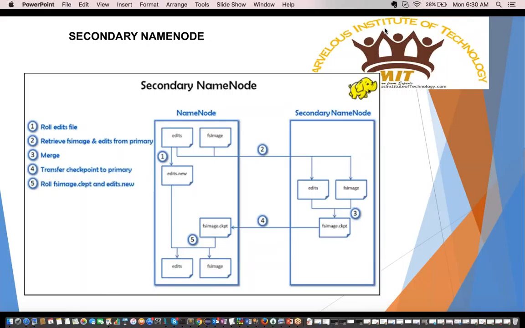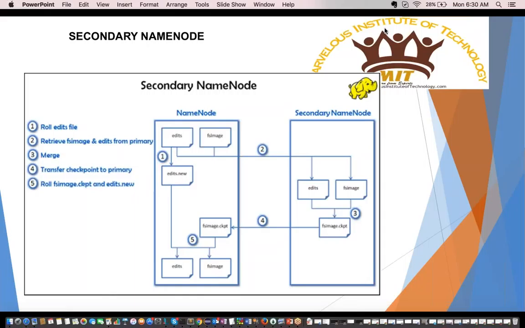How will it run? We configure it periodically, and each hour it talks to the name node, gets the fs image and edit log from the name node, takes them to your local, merges them, and gives the latest updated fs image back to the name node.